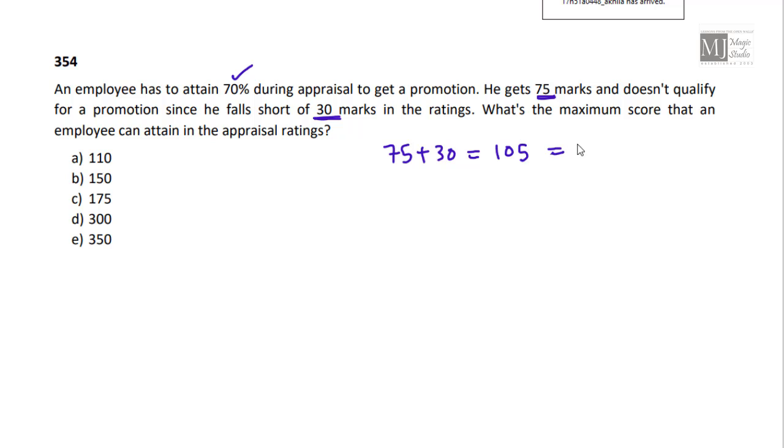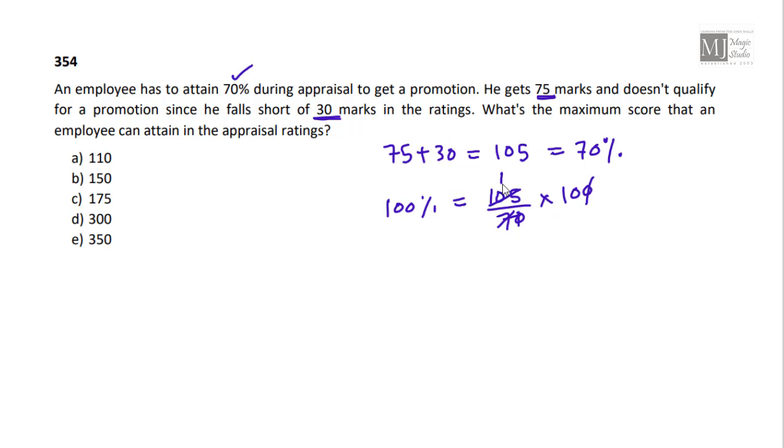Now we know that 105 is nothing but 70% of the maximum score. So what should be the 100% of the maximum score? 105 divided by 70 into 100. 7 times 15, that is 150. So the maximum score that an employee can attain is 150. Option B fits in.